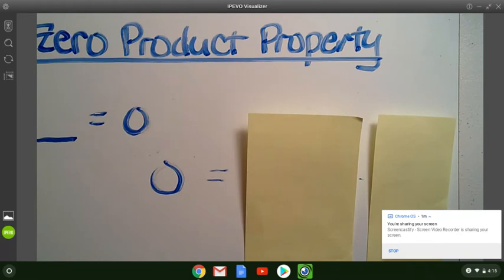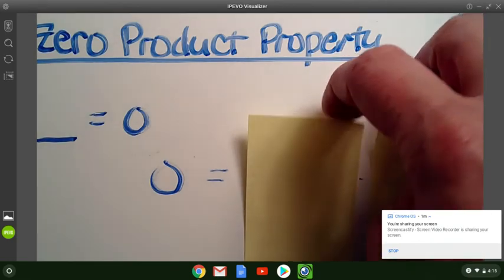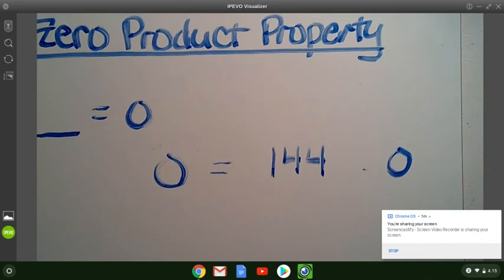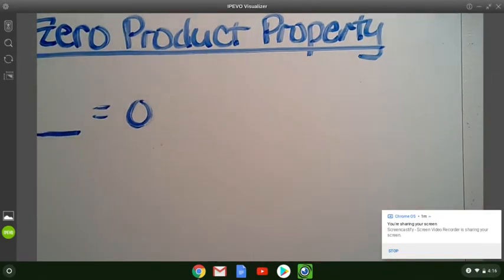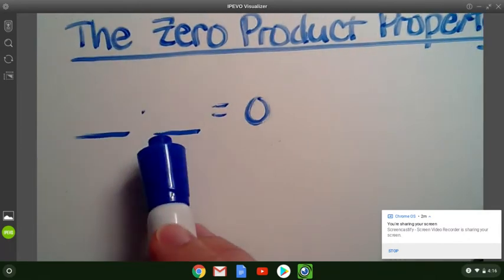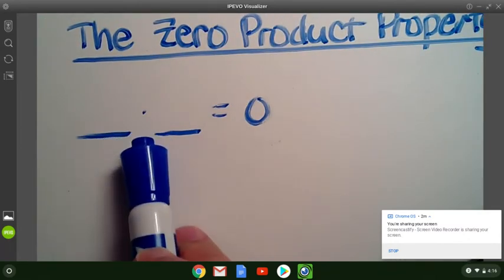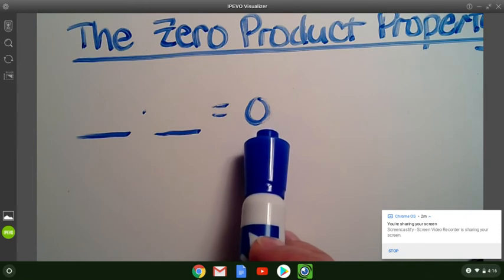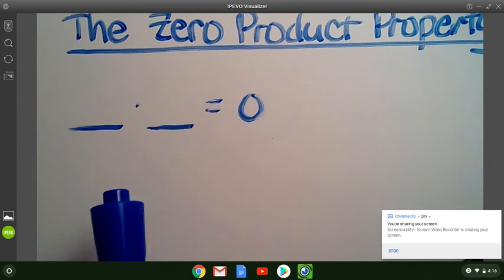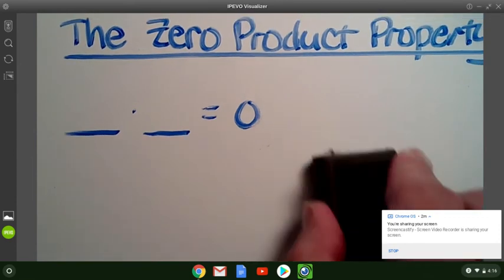So we know one of these is going to be 0. The other one's actually a number that I have already said in this video. Multiply those two together, they get 0. We know one of them is 0. Doesn't matter which one. Just turns out the one on the right was 0. The other one was 144. So that is the basic premise of the zero product property. If there's a product of two numbers and it equals 0, then one of those two numbers is equal to 0.